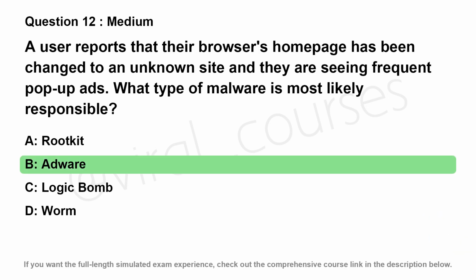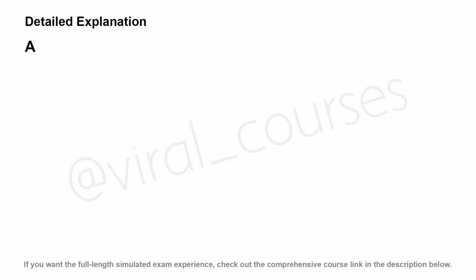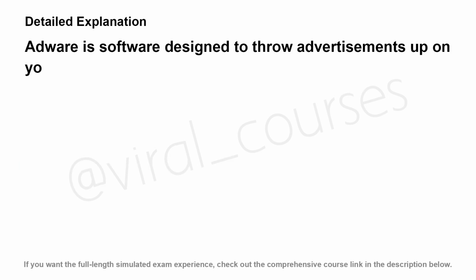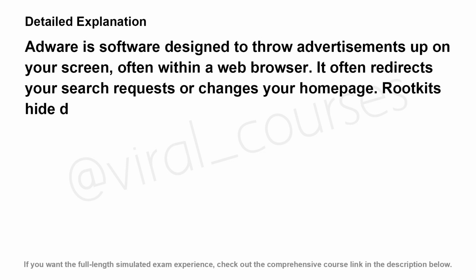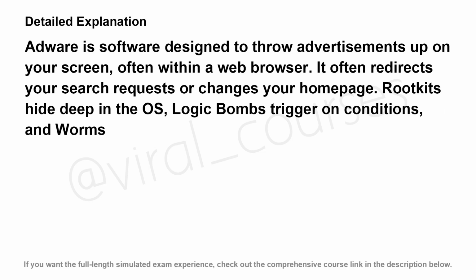The correct answer is B. Adware is software designed to throw advertisements up on your screen, often within a web browser. It often redirects your search requests or changes your homepage. Rootkits hide deep in the OS. Logic bombs trigger on conditions. And worms self-replicate across networks.